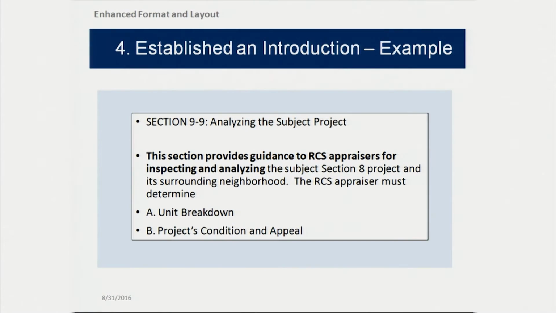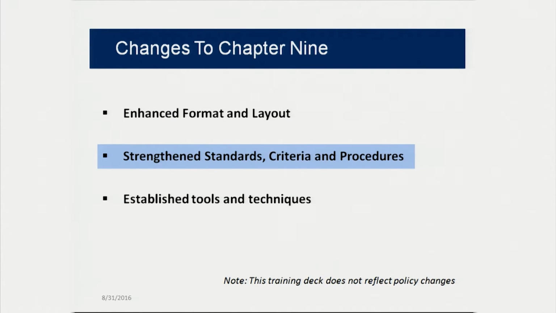So here is an example of an introductory paragraph under Section 9.9, which provides guidance for analyzing the subject property. It identifies the primary target group, in this case it's the RCS appraiser, as well as provides the scope of guidance that is included under Section 9.9. That covers all the enhancements with respect to format and layout.